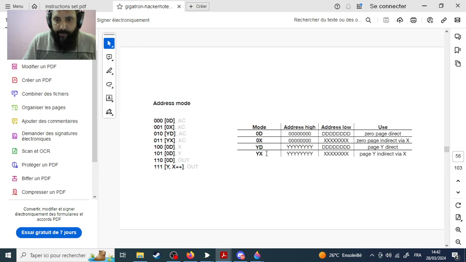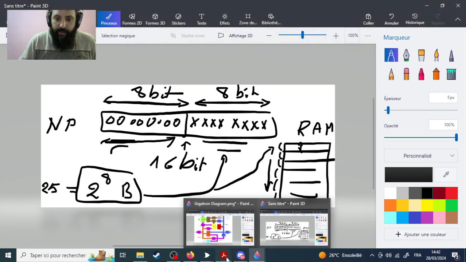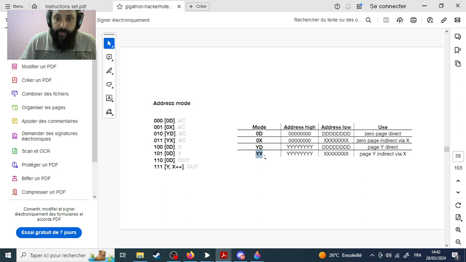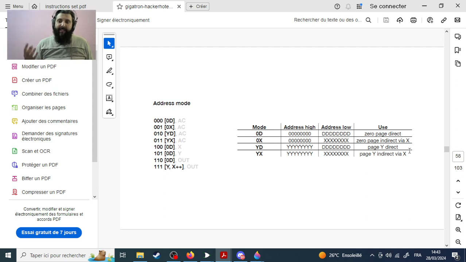After this we have YD and we have YX. They are different. Of course, you can use the other parts of the RAM, but those are used with those two modes, YD and YX. But the 0D and 0X use zero page. They are written here: zero page direct, and zero page direct via X. Direct via X means that the address is not in D, it's not in the instruction. It's in the register X.